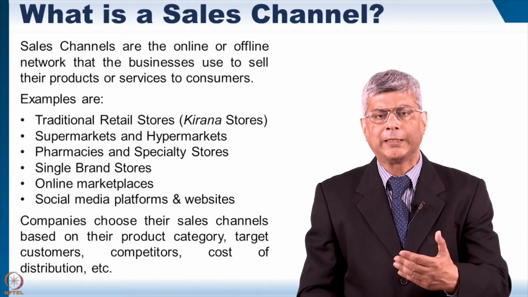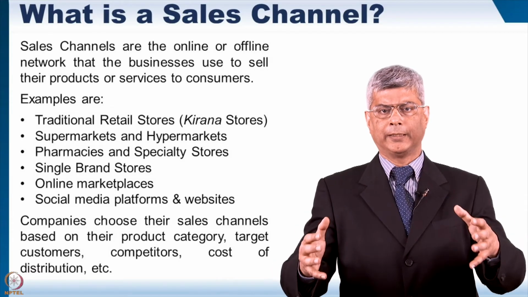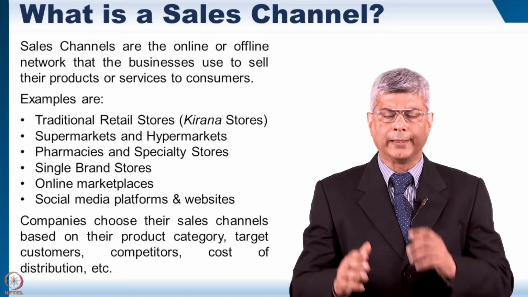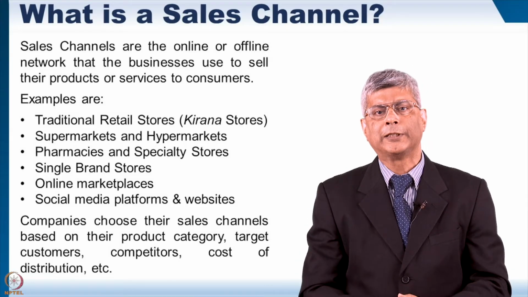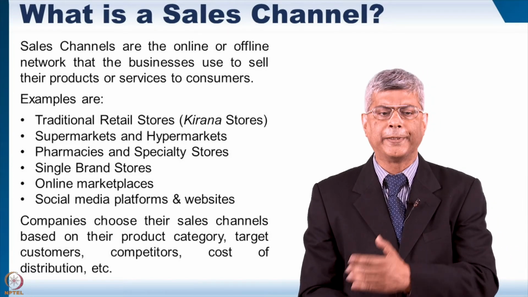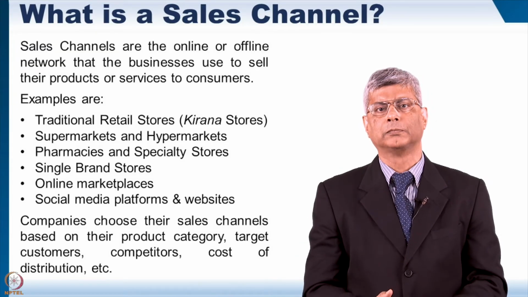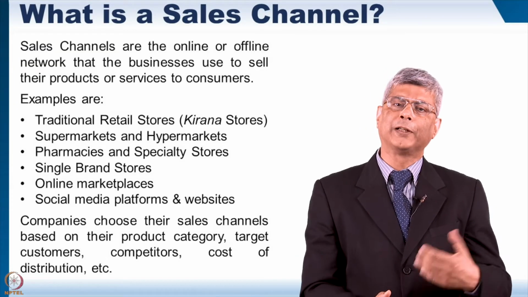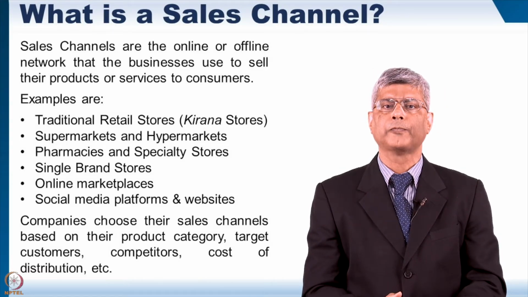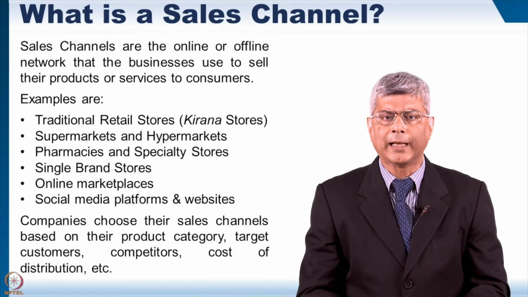it will have a very different channel than if it's a smartphone. If it's a heavy detergent or rice or flour or cooking oil, it will have a very different channel versus if it's a laptop or a PC. An expensive product like a car will have a different channel than a scooter or a bicycle. So based on that, companies determine their channel.